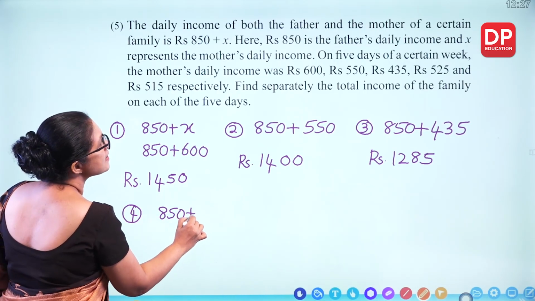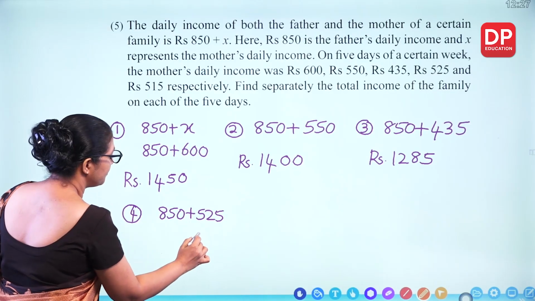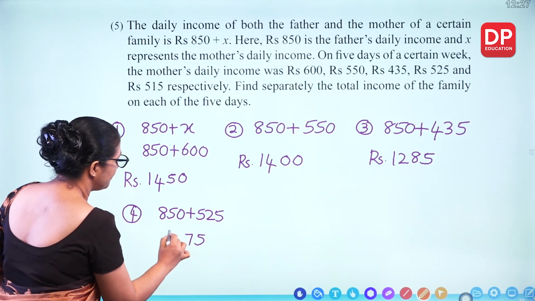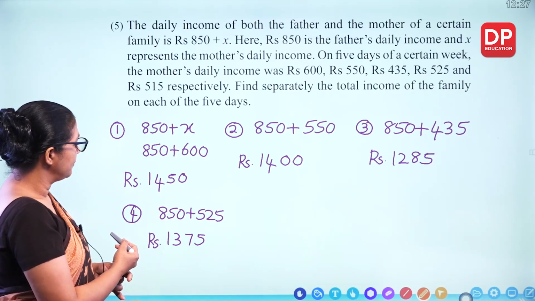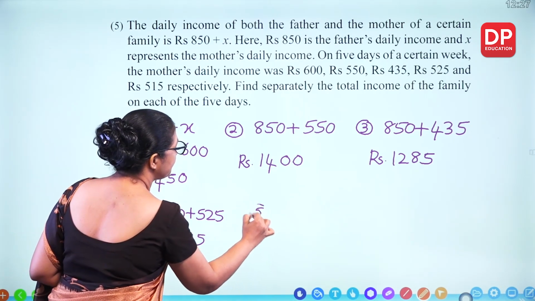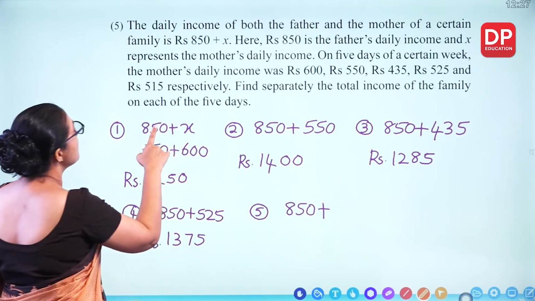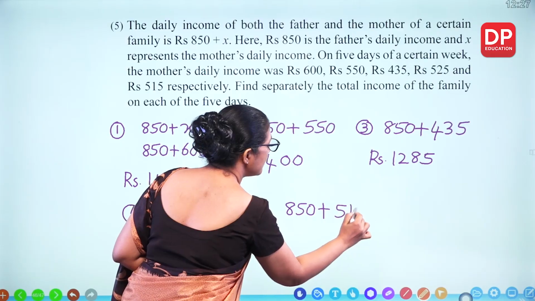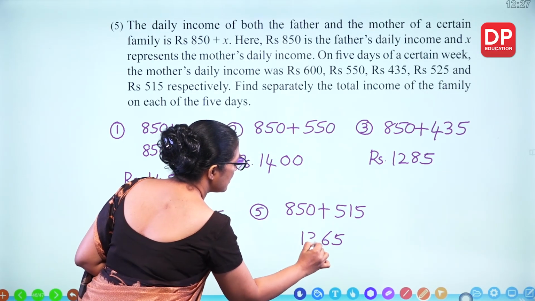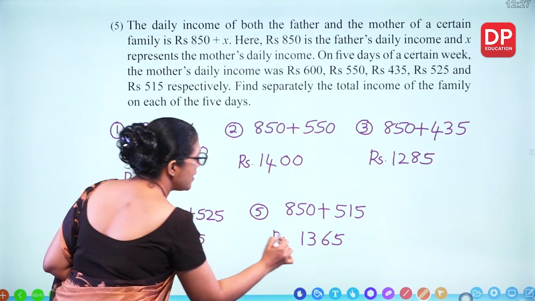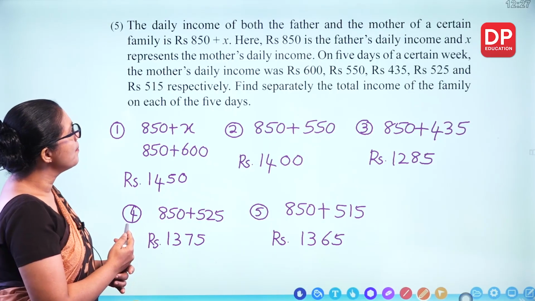Now fourth day, 850 plus now 525. So you get 1,375. And the fifth day, what's the total income? X is given 515. So you get 1,365. So those are the 5 days income separately.